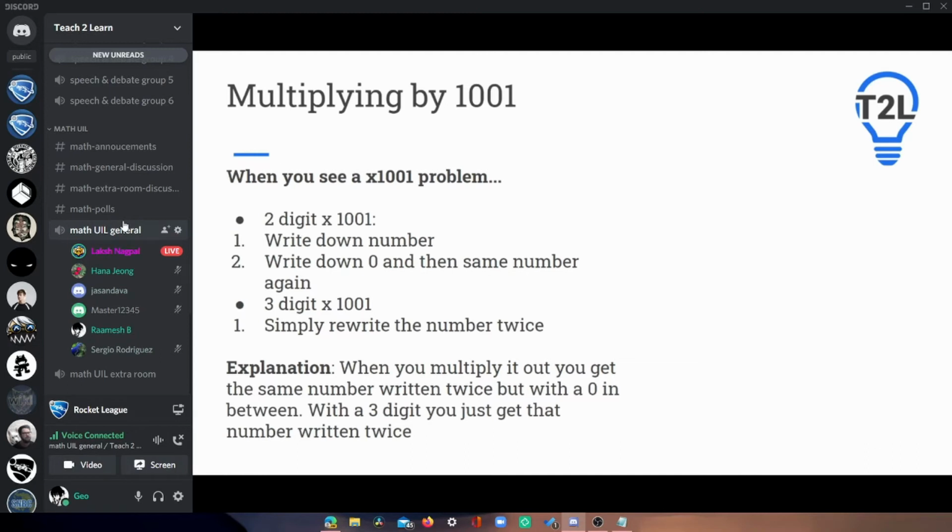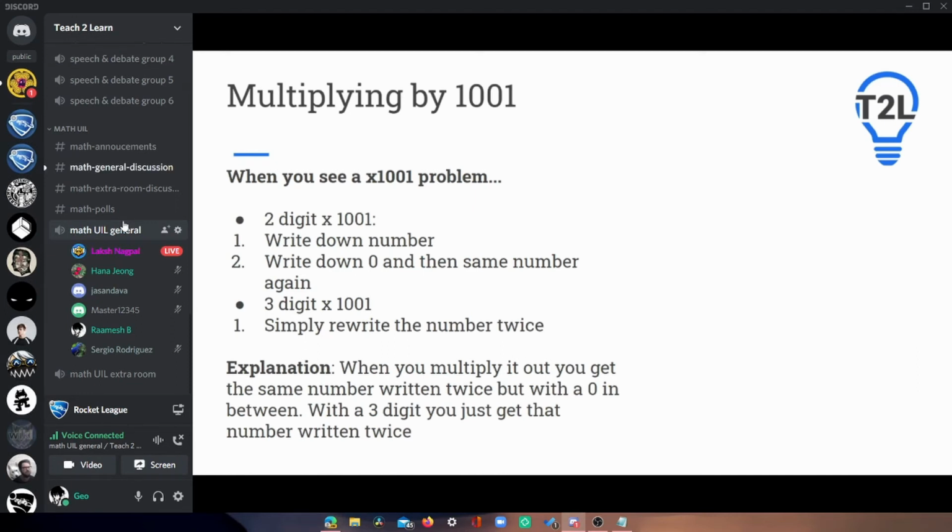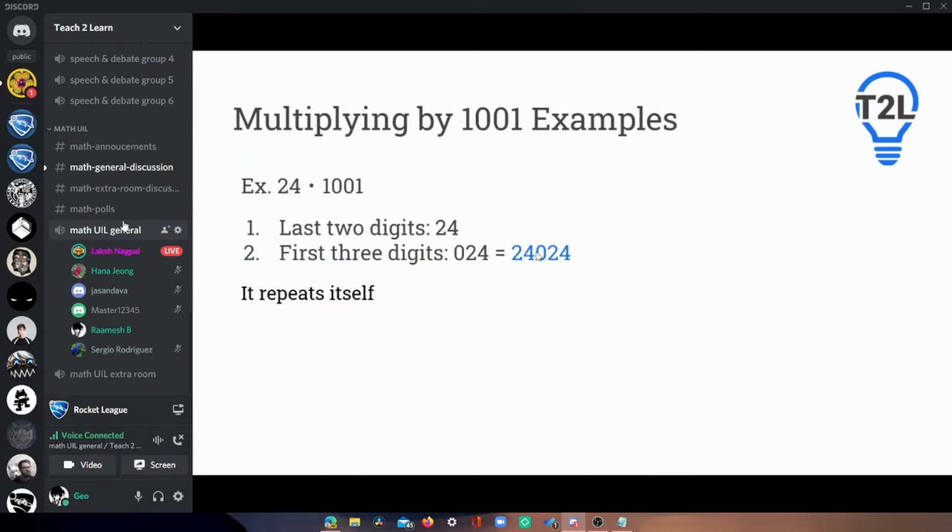So like some examples, if you have 24 times 1,001, just write down the number itself, so 24, and then write the number again, but just make sure to add a 0 in between. So 24024. But then if it's 3 digits, then all you have to do is write it down twice. So 134134. That's it.